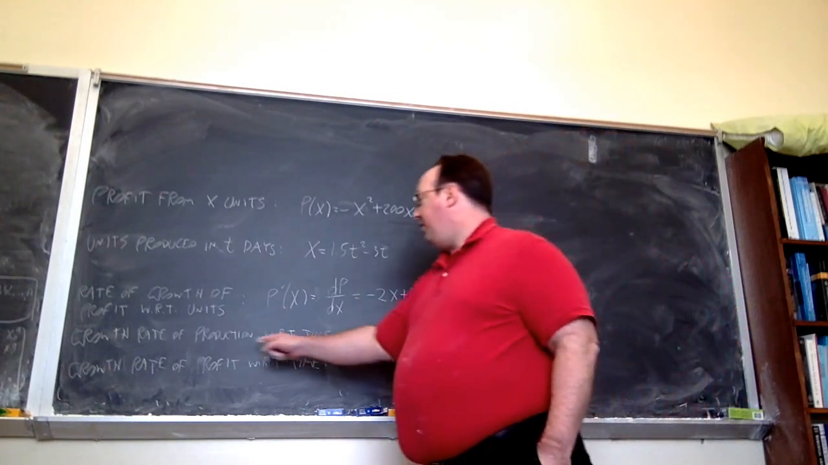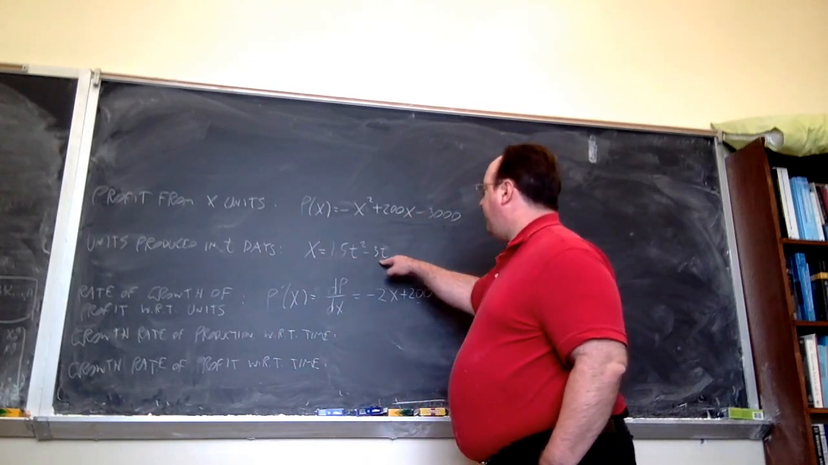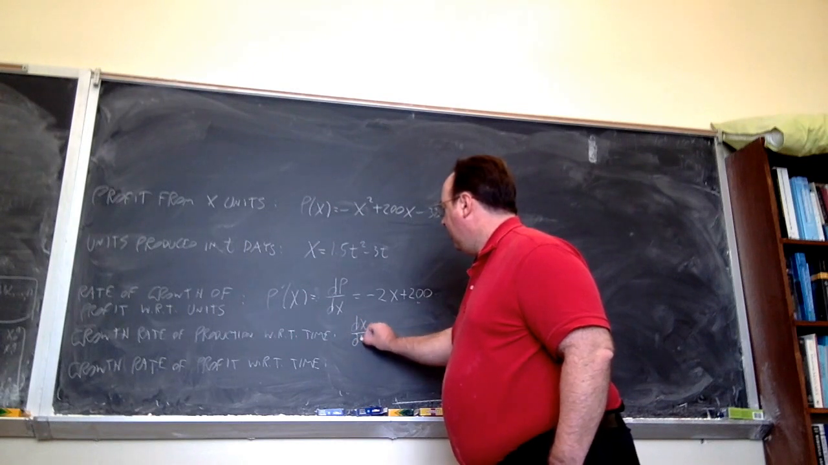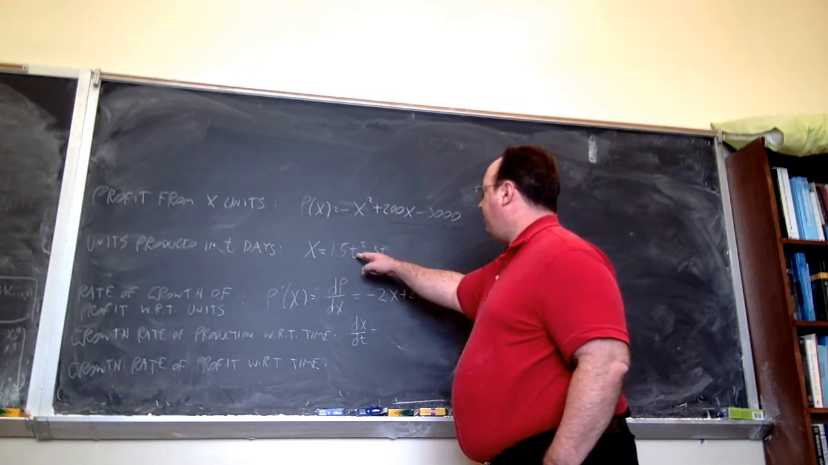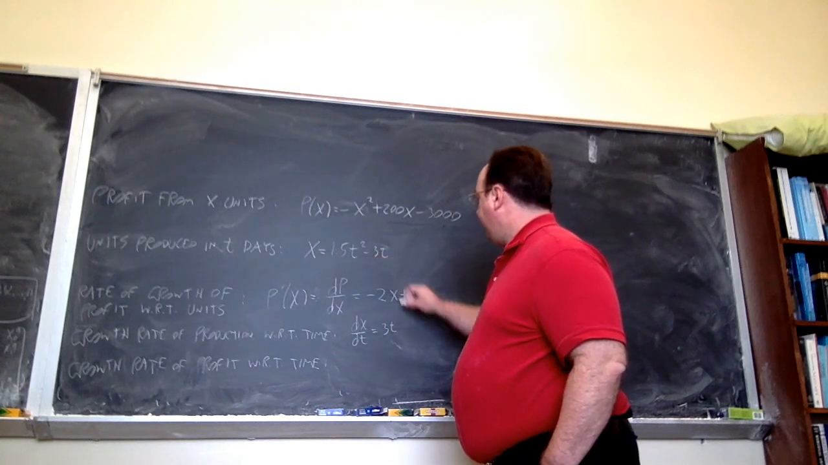Now, next we compute the growth rate of the production with respect to time. So the derivative of this function. So that would be dx dt. So we take this derivative in the usual way. So 2 times 1.5t, so that's 3t, minus 3.